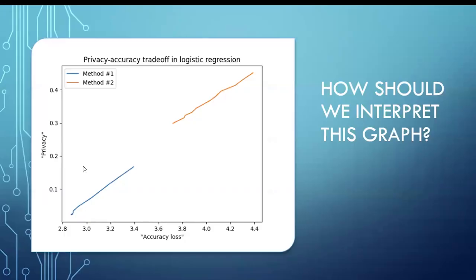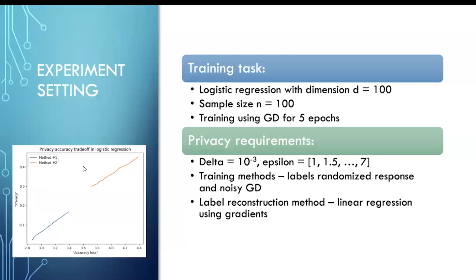This is a graph, and we'll try to figure out what's going on here in a moment. Generally speaking, it's going to be some privacy measure on the y-axis, some accuracy loss on the x-axis. It has to do with logistic regression, and there are two methods we're comparing here, just so you have a general idea of what I'm trying to explain. And here's the setting. We took dimension d equal 100 and 100 points, and we tried to solve a logistic regression problem with 5 steps of gradient descent. That's the general problem.